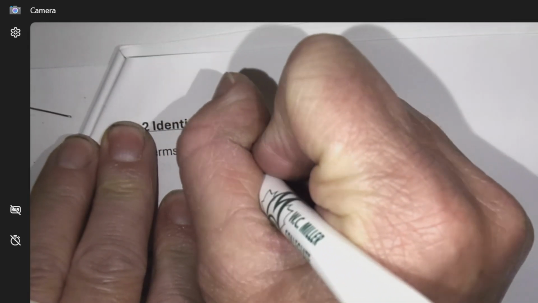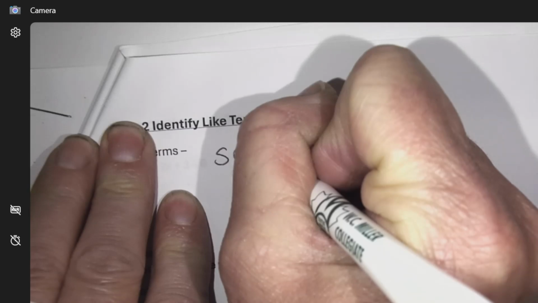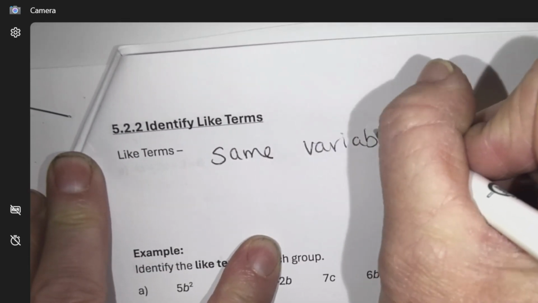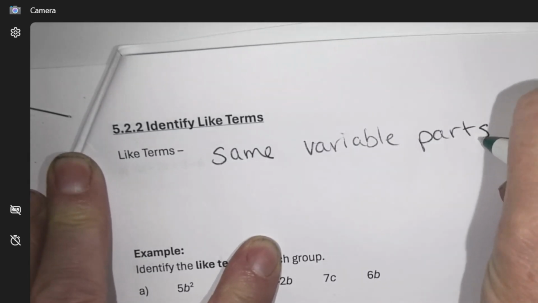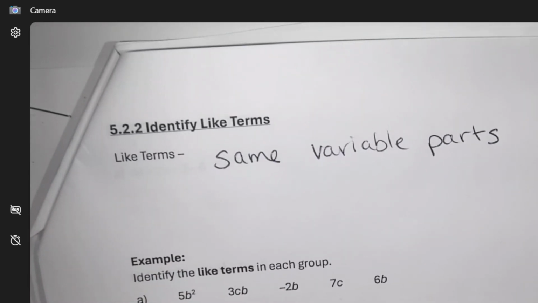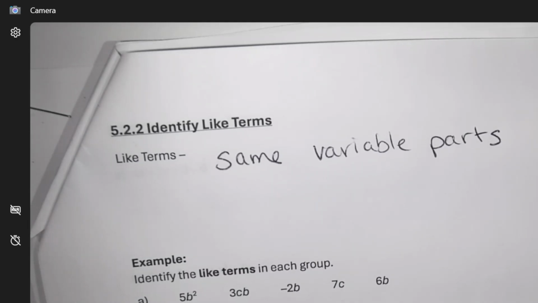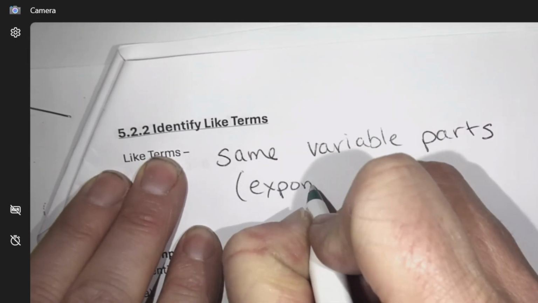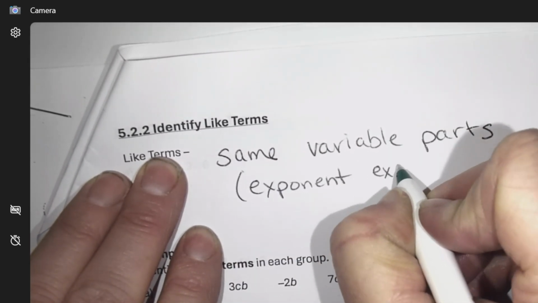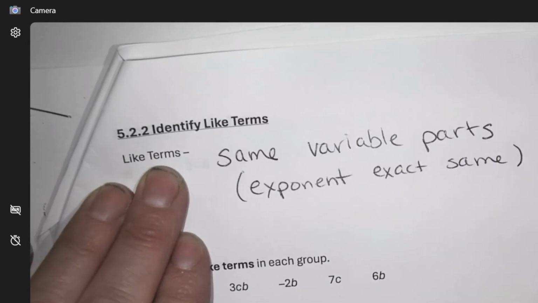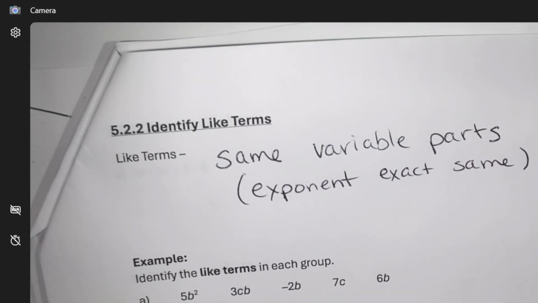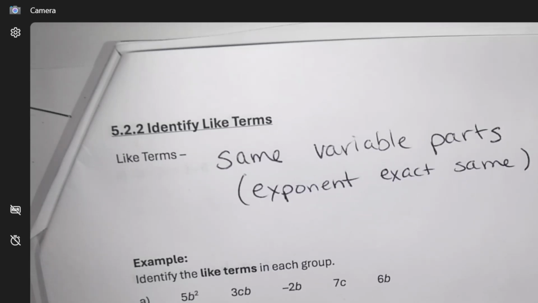Okay, we're going to learn about like terms. So a like term is that they have to have the same variable parts, and that's going to be exponents and all. Same variable part, and that includes the variables have to be the exact same.